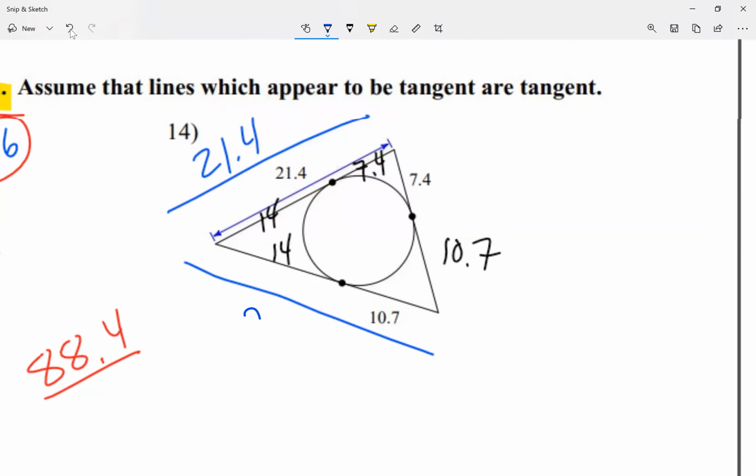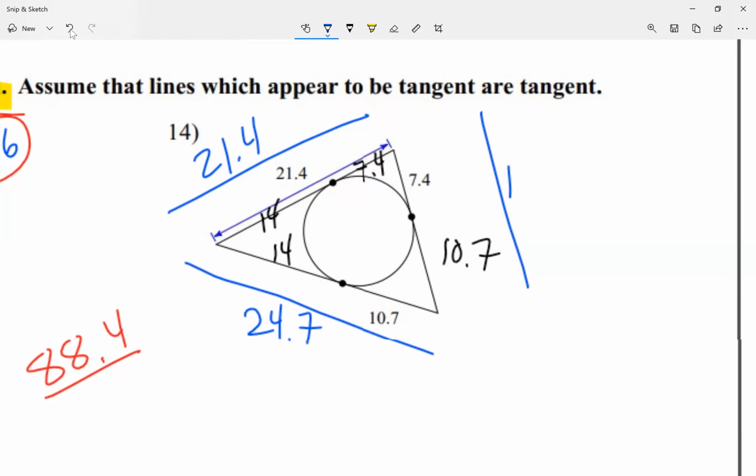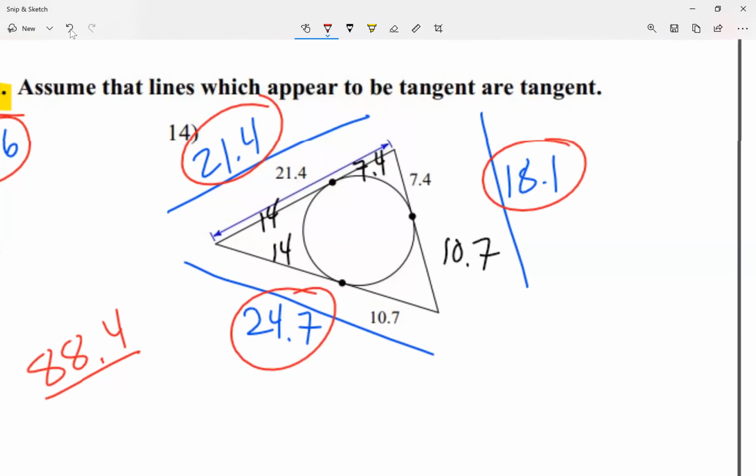This side right here is 24.7. I added 14 with 10.7. That's how I got the 24.7. And then here, I'm going to add 7.4 plus 10.7, so that gives me 18.1. Now my polygon only has 3 sides, so for my perimeter, I'm going to add 21.4 plus 18.1 plus 24.7. And I get that my perimeter happens to be 64.2. Let me zoom out.